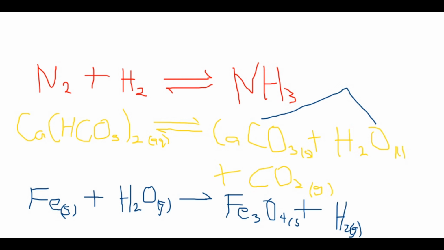Now the IUPAC name of Fe3O4 is triiron tetraoxide. Triiron tetraoxide, because there are 3 atoms of iron and 4 of oxygen, so it's triiron tetraoxide. I'm going to illustrate this with a video, but first I'm going to balance this equation. So it will be 4 moles of steam and 4 moles of hydrogen.